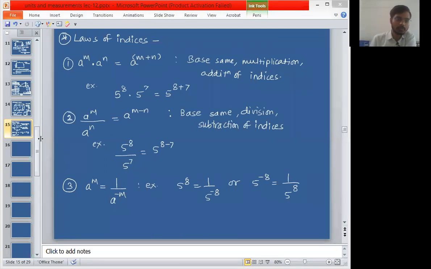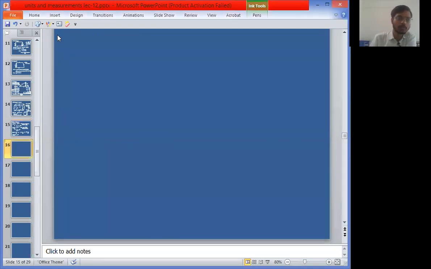Now let us move on to the next rule. Rule number 4. Write down along with me. The next rule is a raised to m. See, I am writing a raised to m. Then I am putting the bracket, and then I am saying n. a raised to m bracket raised to n is equal to a raised to mn.